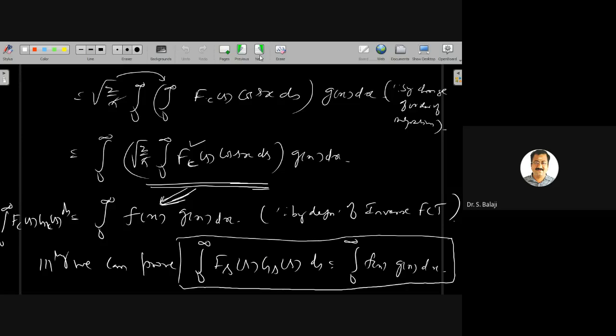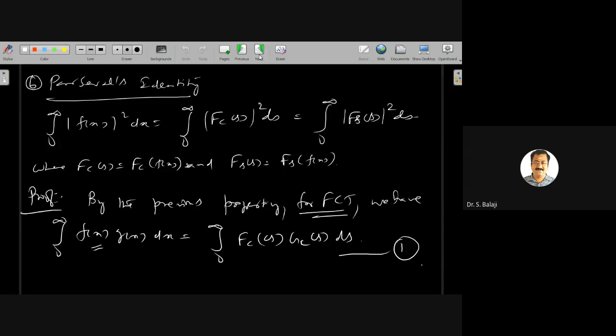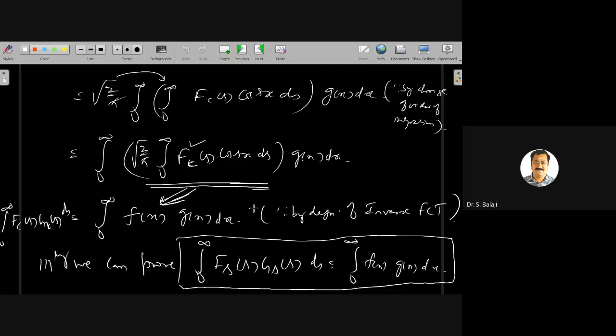Okay. Then move on to a very important property, Parseval's identity. The previous property is also very important, because with the help of that only you can prove Parseval's identity, and that property is also important for some problems. The integral of the product of two functions f of x, g of x equals the integral of the product of their transforms, either Fourier cosine or sine.